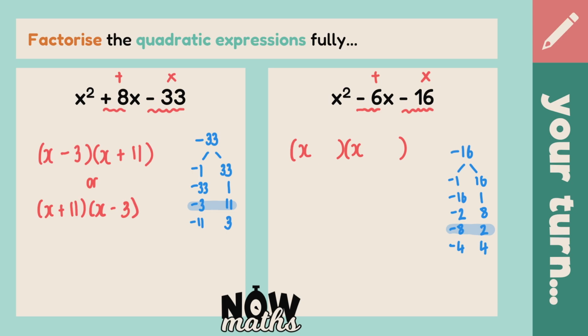And so for our factorised quadratic, we put a negative 8 in one bracket and a positive 2 in the other, and this is our fully correct factorised quadratic. Alternatively, if you had the brackets the other way around, this would also be a fully correct factorised quadratic. Really well done if you had a go at these questions independently.